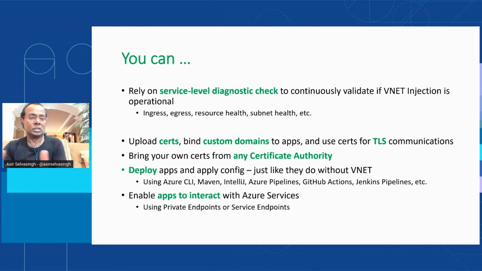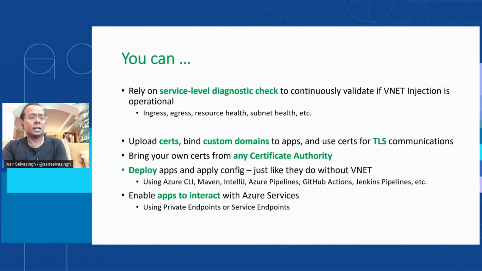You saw me using custom domains, so you can upload your certificates, bind custom domain, and use certificates for TLS. And you can bring any certificates, whether it's self-signed or issued by any well-known authority. And after you deploy Azure Spring Cloud in a virtual network, you can simply deploy apps and config just like the way you did it without the virtual network. You can use Azure CLI, Maven, IntelliJ, all the tools listed here, and any of your favorite tools. You should be able to list, right? You should be able to deploy.